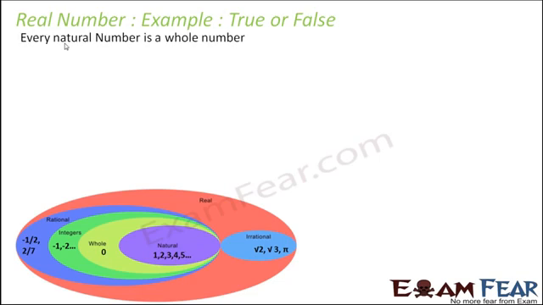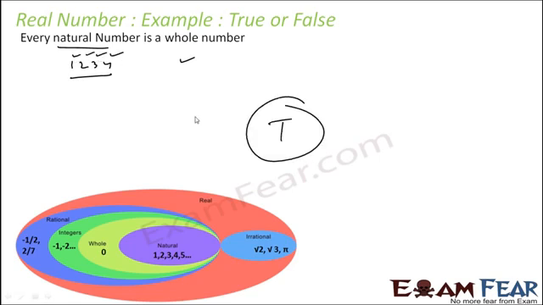The second is, every natural number is a whole number. So natural numbers, we know, are 1, 2, 3, 4. This is the set of natural numbers. Let's see. 1 is a whole number? Yes. 2 is a whole number? Yes. 3, 4, all these numbers are whole numbers. Yes. That means every natural number is a whole number. If instead of "every" you say "some natural number is a whole number," in that case also it will be true, because if you take 4, that is a natural number. Hope you understand. If you say "every," then all the numbers in the natural numbers should be whole numbers. If you say "some," even if one natural number is a whole number, then the condition is true.